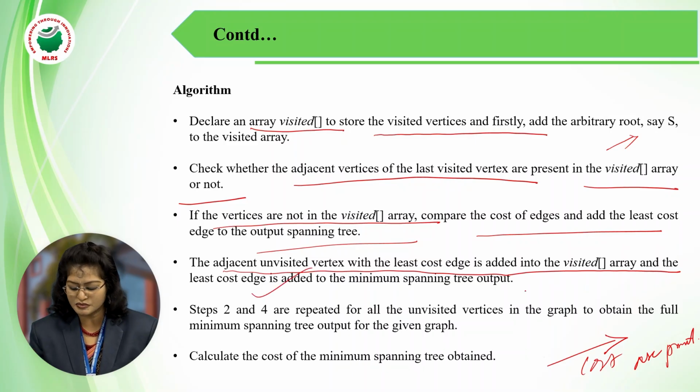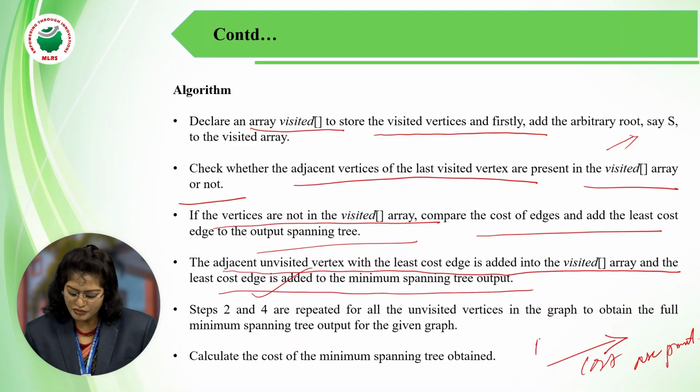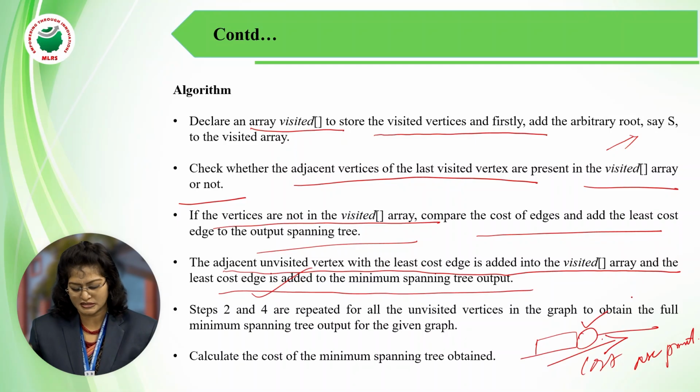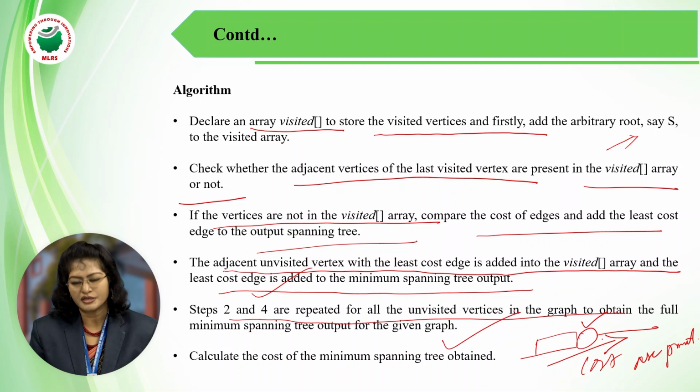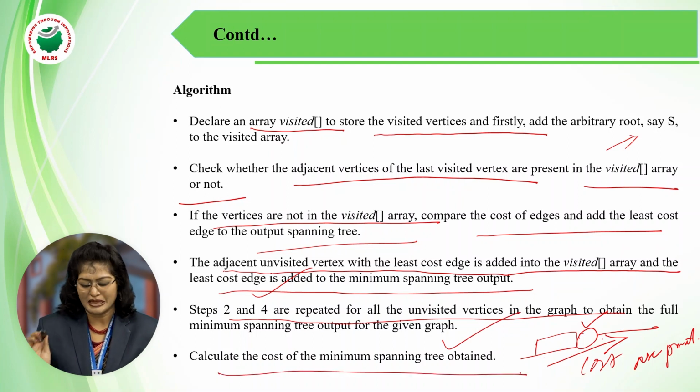Again, an unvisited vertex will be added with the least cost to the visited set, and the least cost is added to the minimum cost. Again, the new tree goes to the next process, and it has to be continued for the next step. So steps 2 and 4 are repeated for all the unvisited vertices. If a vertex is not visited, we move on until all the edges are reached, and it should not form a cycle. So calculate the minimum cost spanning tree.